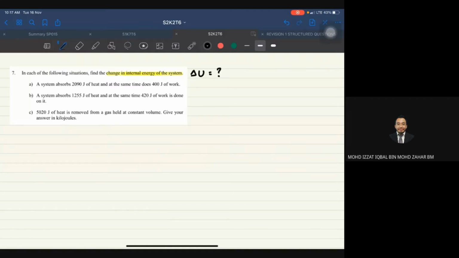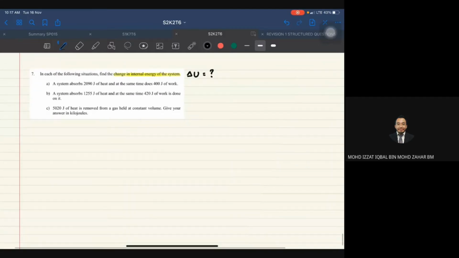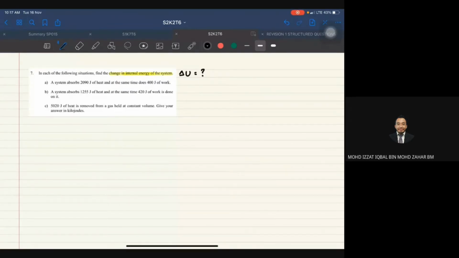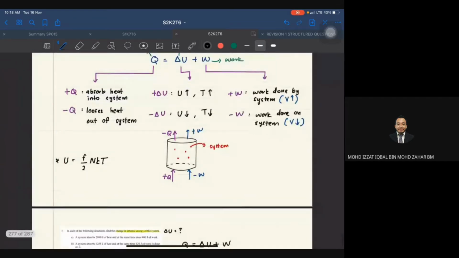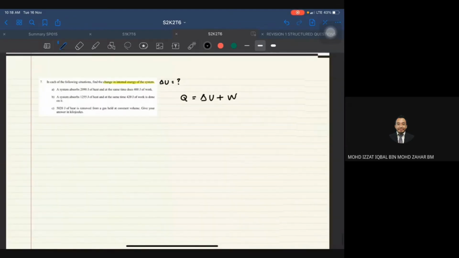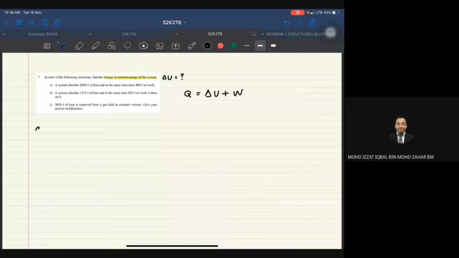Very good. So obviously, because saya baru ajar first law of thermodynamics, eventually you want to apply this equation lah. Q equals to delta U plus W. Daripada mana dia datang? Daripada atas ni lah. Saya buat tunjuk tadi. Okay. So for question A, dia kata a system, so maksudnya gas tu absorb 2090 joule of heat and at the same time does 400 joule of work.